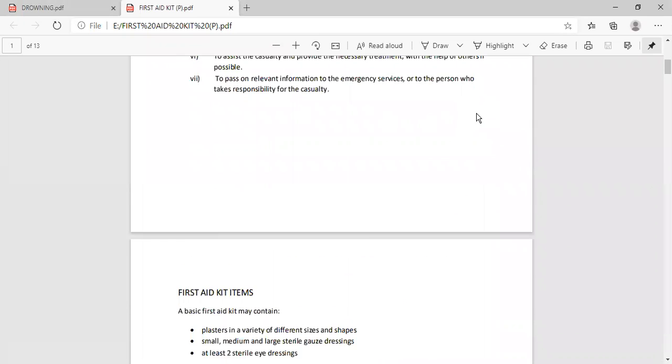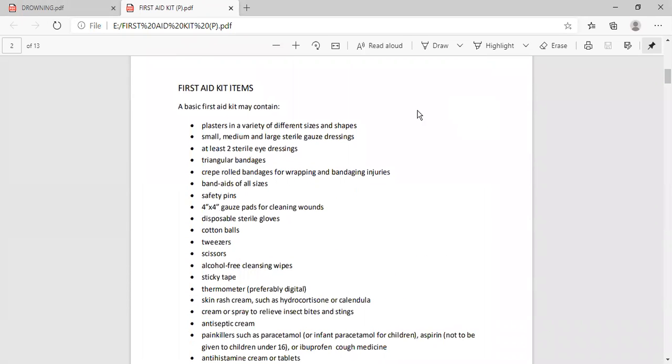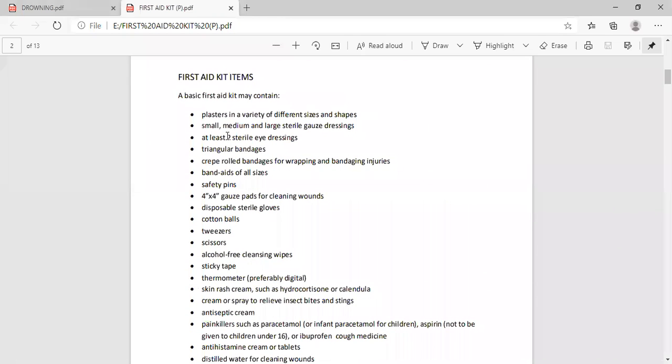So the items that will be present in a first aid kit are plasters. Plasters are used for protecting the wounds. If there is any wound, the plaster is used for protecting the wound. So there will be plasters of different sizes and shapes in a first aid kit box.